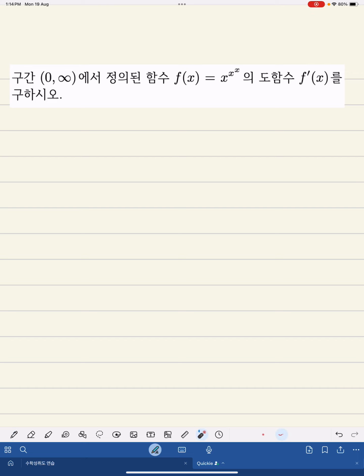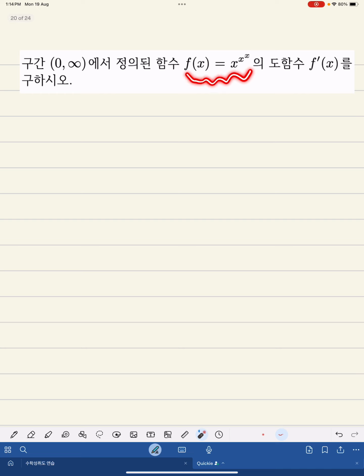This question asks us to differentiate the function x to the x to the x, where the domain is from 0 to infinity. At least I have never seen this in any practice papers or past papers ever. So this might be a good new shot of calculus practice. So please have a go. I think the key point here is the 0 to infinity. If it was negative, it would not have worked, and you'll see why.